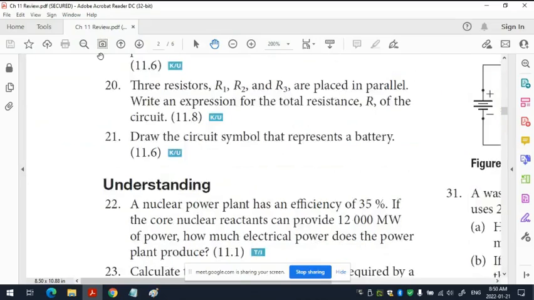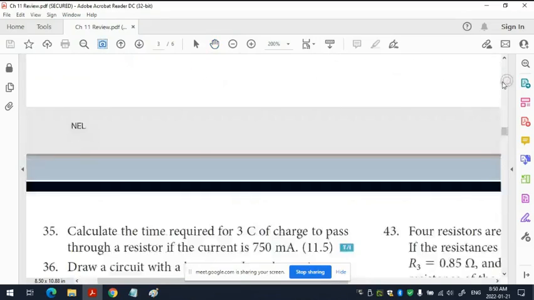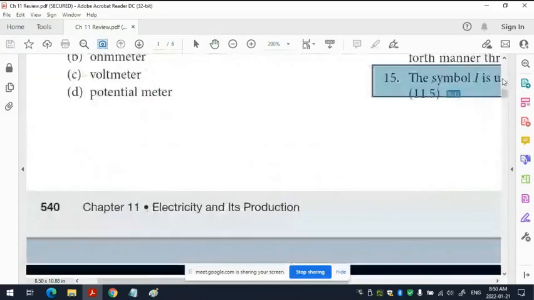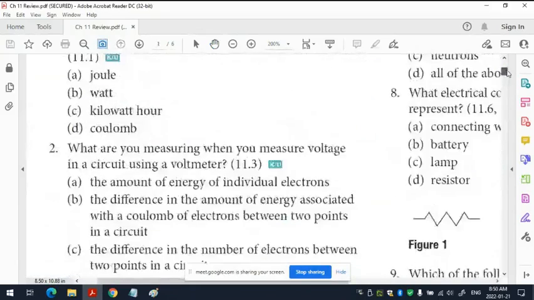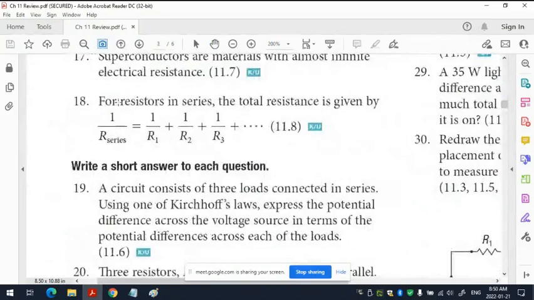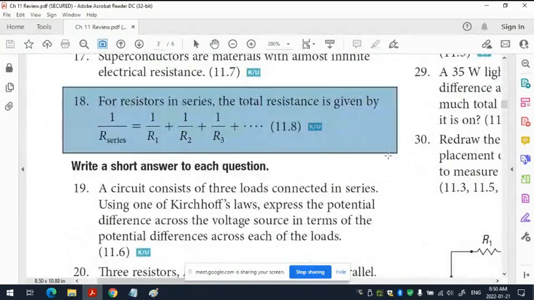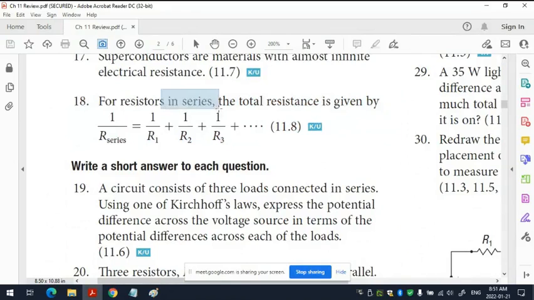Is this equation correct? What's incorrect about the whole statement? For resistors in series, what's the equation for in series? You just add them up. Well, this is the equation for what? For parallel. Okay, 1 over R parallel is the flip of the addition.